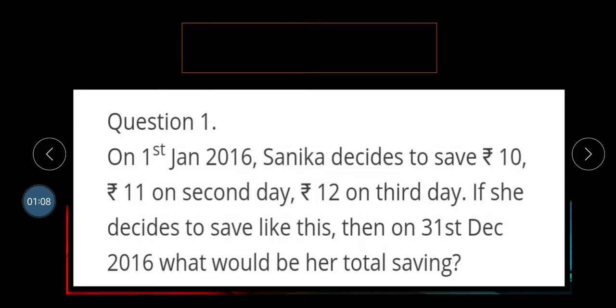The first question: on 1st January 2016, Sanika decides to save rupees 10, rupees 11 on the second day, rupees 12 on the third day. If she decides to save like this, then on 31st December 2016, what would be her total savings? When I was reading the amount, you would have noticed that rupees 10, rupees 11, rupees 12, so the amount is increasing by rupees 1, and 2016 is a leap year. So let's see the solution.